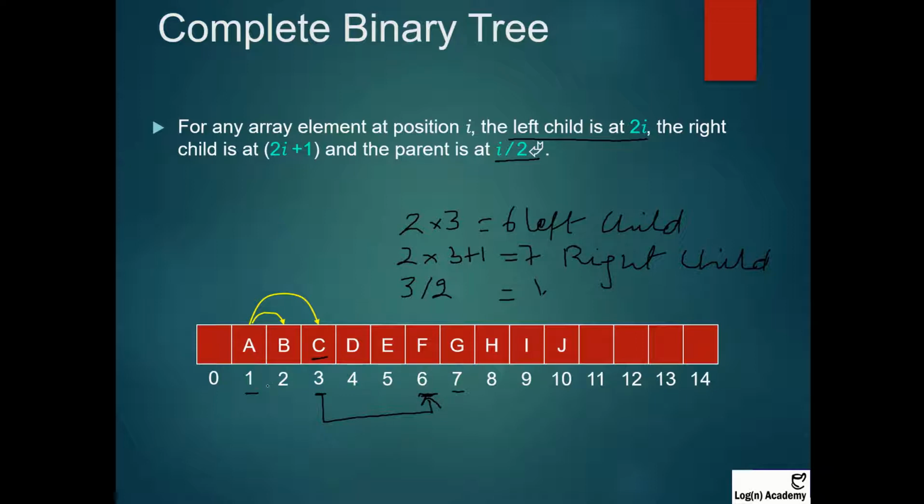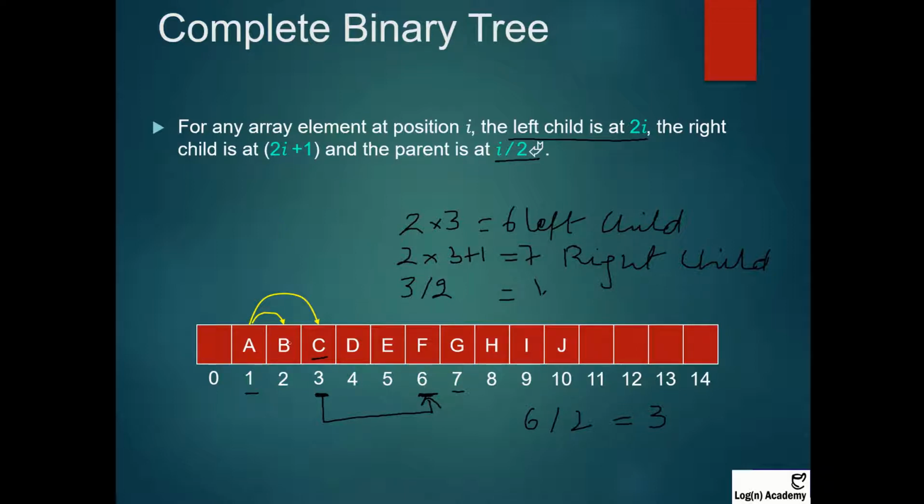I can get the index position of the left child or the right child of any node, and I can also get the index position of the parent. For suppose if I want to get the parent of 6, what I can do is 6 divided by 2, so it will be 3, and we know that 3 is the parent of 6.